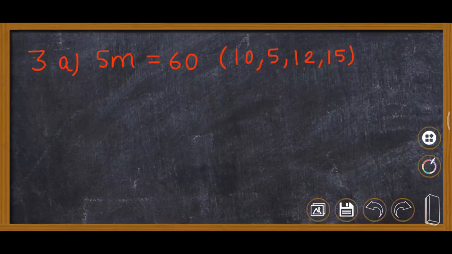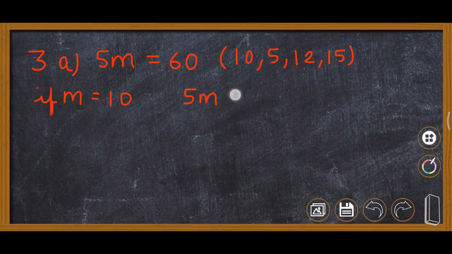Now this is third A part solution. 5m equals 60 is given. Now one by one we will put values. If m equal, first value we are taking 10. If m equal 10, then 5m means 5 multiply m, so 5 multiply 10, so it will be 50. But the given value is 60, so this answer is no.